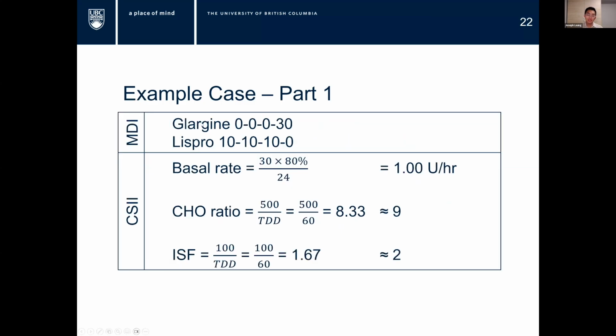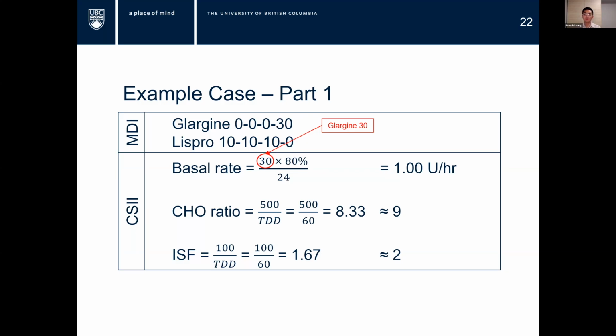Well, on MDI, the doses of insulin were glargine 30 units, Lispro 10, 10, 10. But how about on insulin pump? How do we program the basal rates? Well, what we're going to do is take that glargine of 30 units, which is 30 units once a day. But anytime you're changing from one regimen of insulin dosing to another regimen, it's a good idea to just be a bit more conservative. And so we're going to just take 80% of that dose.